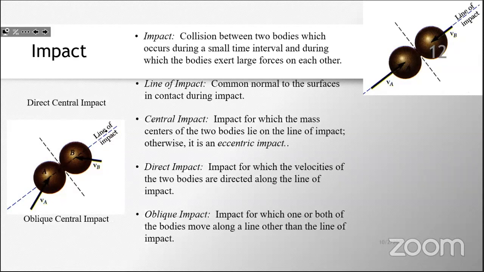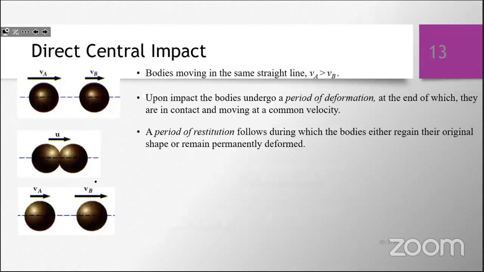When we talk about something that's a central impact, we are talking about when the mass centers of the two bodies lie on the line of impact. Okay. And when we're talking about an oblique impact, it's when they come in at an angle. Right. So if two things come in head to head, that's a central impact, right? If two things are angled, that's an oblique impact, right?